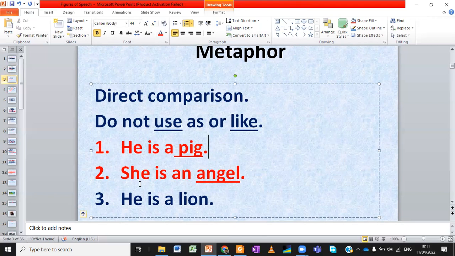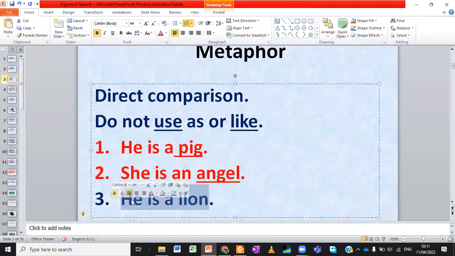Okay? So she's an angel. She's as kind or as generous as an angel. He's as brave as a lion. You just shrink everything, remove the as and like, and you have just a direct comparison.